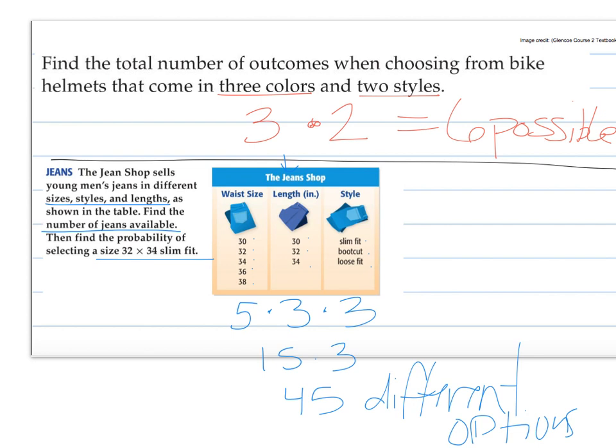So this is where that's helpful. Then we can find the probability of having a 32, 34 slim fit. That's going to be one of the 45. So someone that buys those is one of the 45 options that are available.